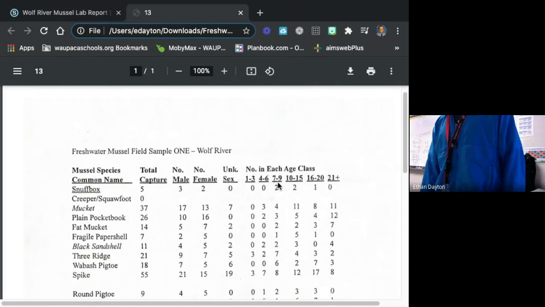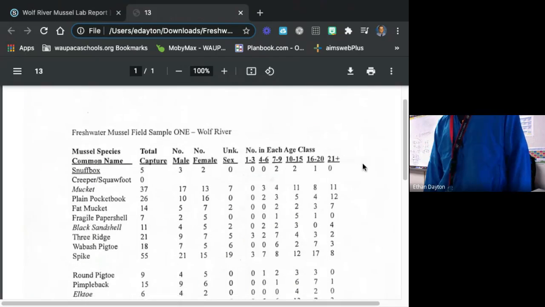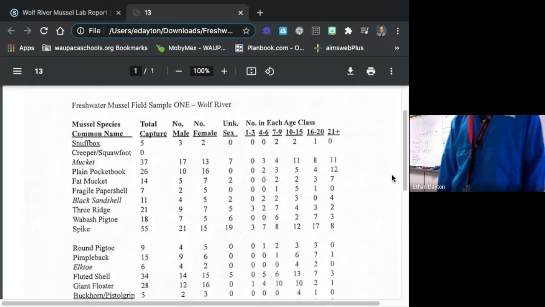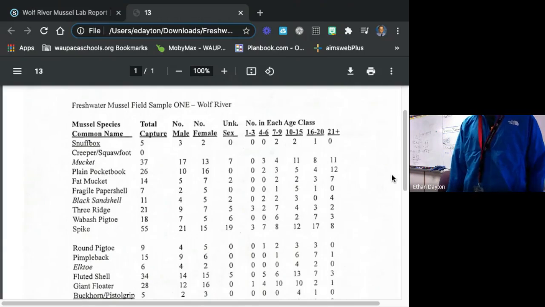There were only 2 found that were 7 to 9 years old. There were 2 found that were 10 to 15 years old. And there was 1 found that was 16 to 20 years old. Okay, they don't know the exact age. Well, they did know the exact age, but it fits in that range, excuse me. There were none that were 21 plus years old. So, yes, that means none of them can drink alcohol. Yeah, good point.